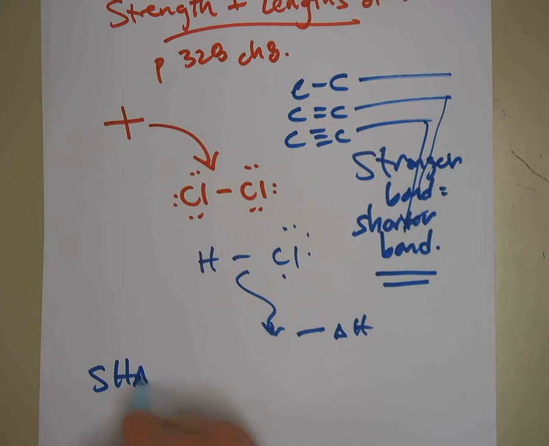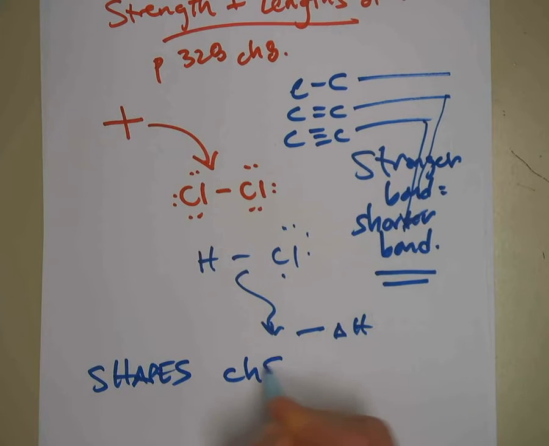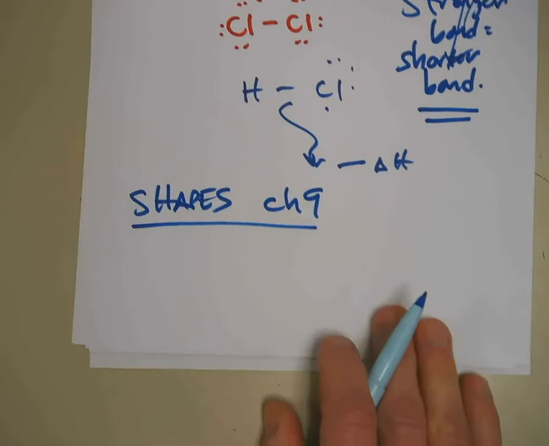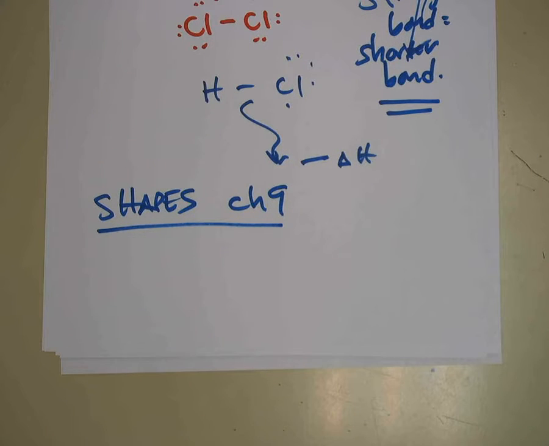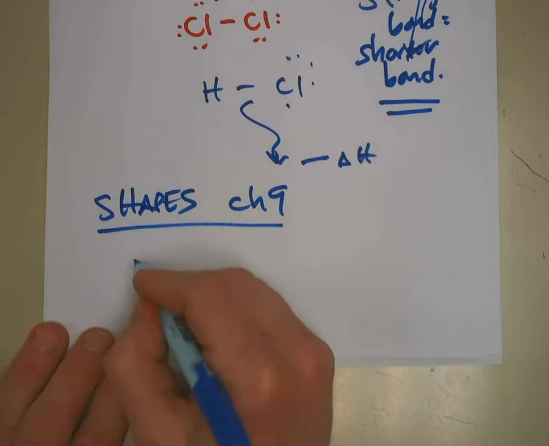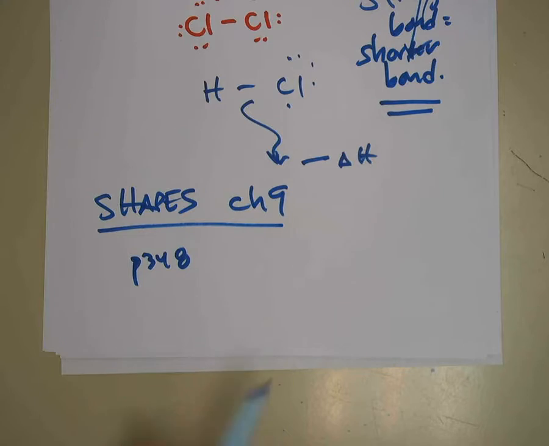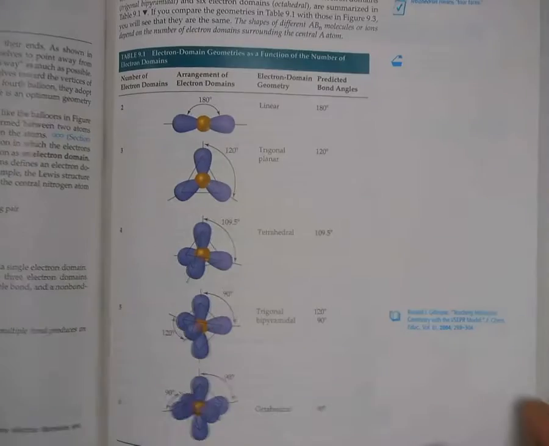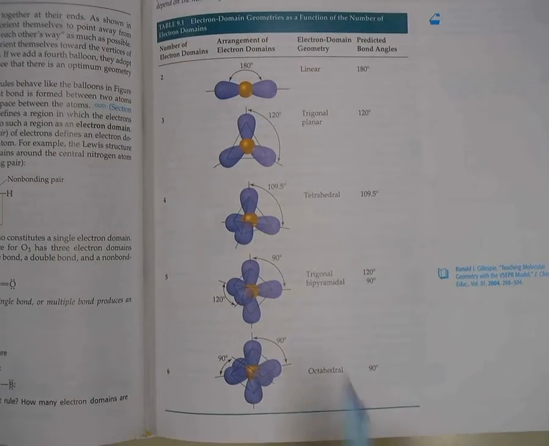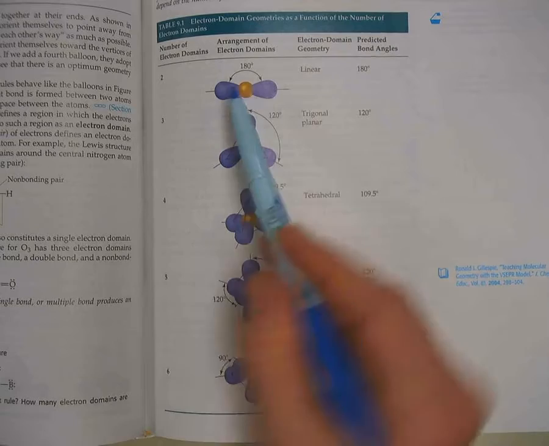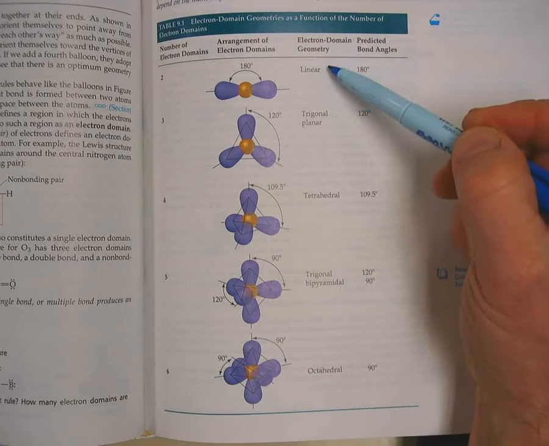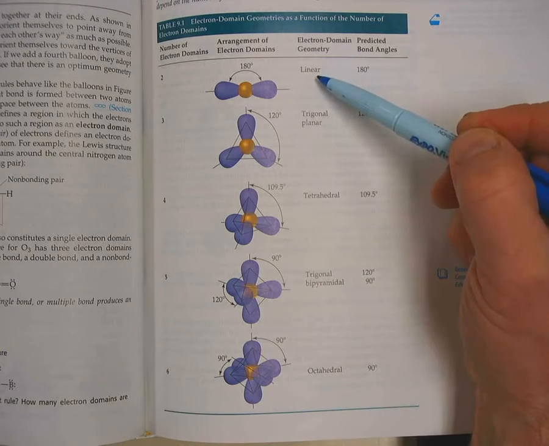Shapes. Chapter 9. Okay? This is what's called the VSEPR model, valence shell electron pair repulsion model, page 348 in Brown-LeMay-Burdge 10th edition. Okay? Two bonded domains around a central atom, 180-degree bond angle. The electron domain geometry is known as linear.